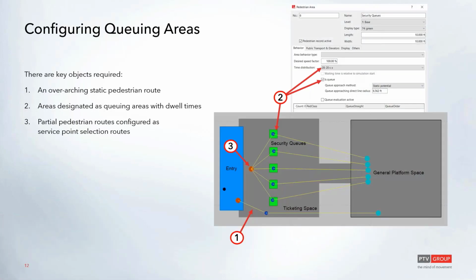The objects required are going to be an overarching pedestrian static route. So like we looked at before, we have this static route that's going from the entry to the general platform space. We need areas designated as queuing areas with dwell times on them. And then we need partial routes configured as service point selection routes.